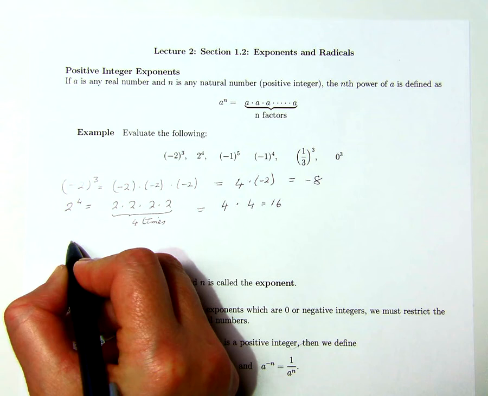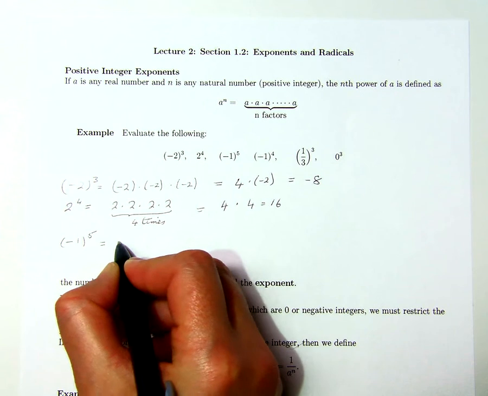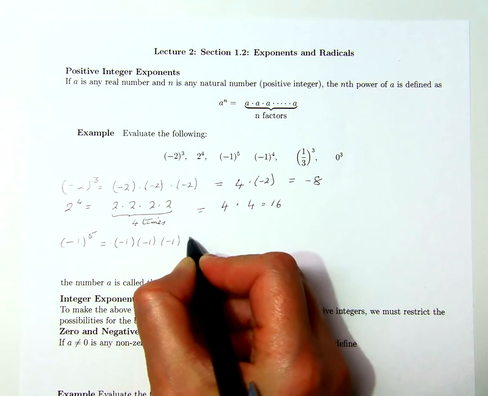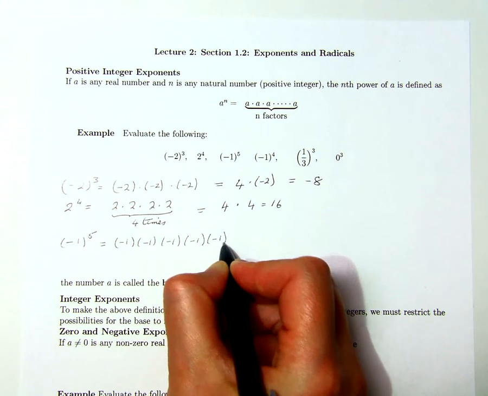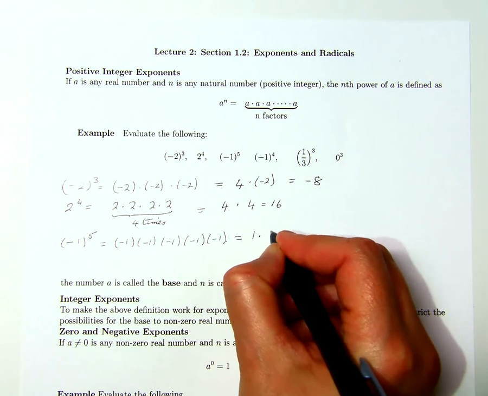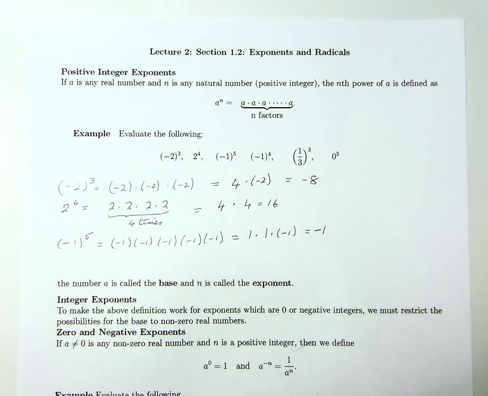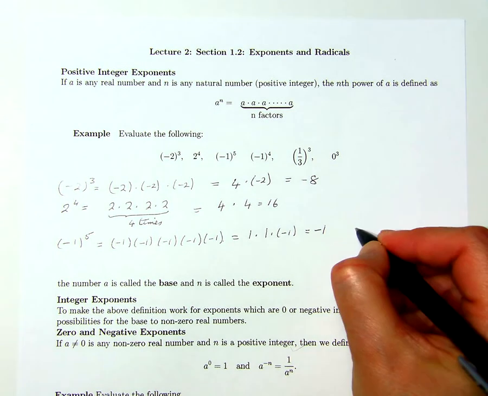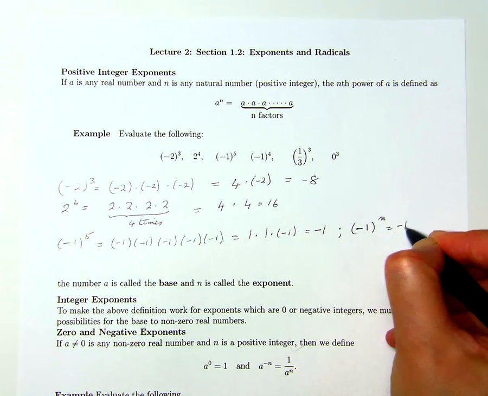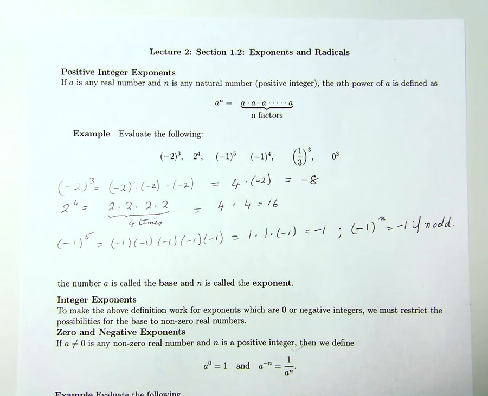Okay, hopefully you've tried to do that, and now we'll look at minus 1 to the 5. That's minus 1 times minus 1 times minus 1 times minus 1 times minus 1. And we see minus 1 times minus 1 is 1, so this is 1 times minus 1, which is minus 1. And in fact, you'll see that minus 1 to the n is equal to minus 1 if n is an odd positive integer.